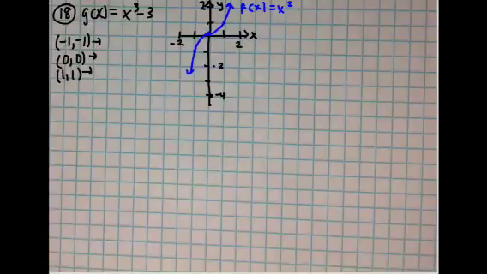Alright, so number 18, actually 18 through 22, you're going to graph f of x equals x cubed and then its transformation, g of x, and then describe the transformation from f to g.